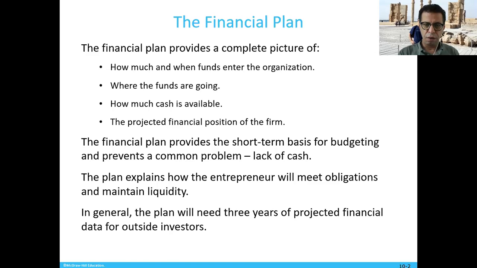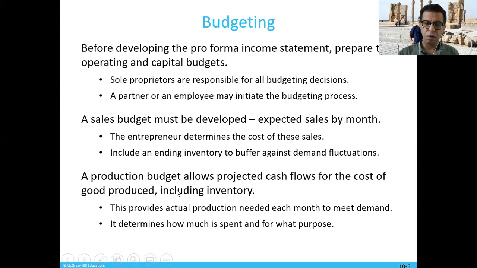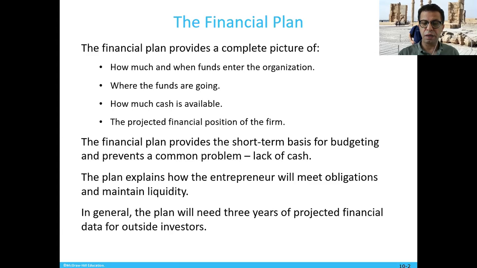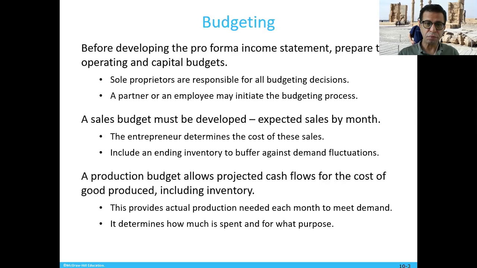In general, the plan will need 3 years of projected financial data for the outside investor. So anybody who wants to invest in your entrepreneurship venture needs to see the next 3 years at least, how far you're going to get with your business plan. Now, before developing the pro forma income statement, prepare the operating and capital budget. So you need to develop your operating and capital budget.